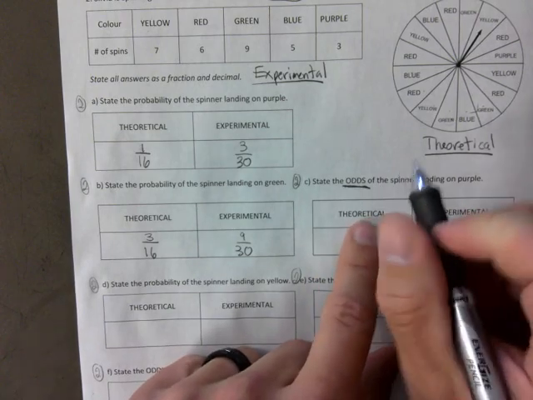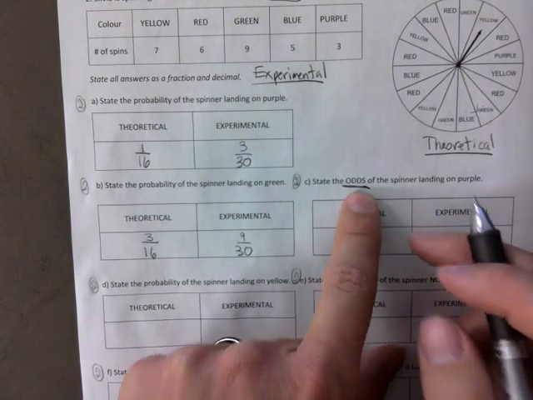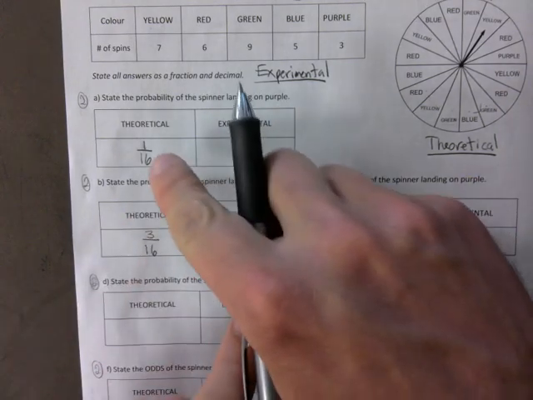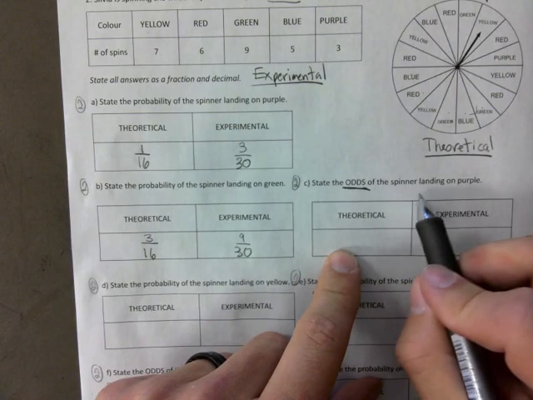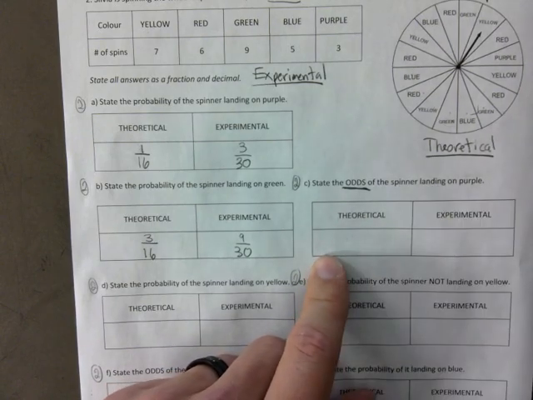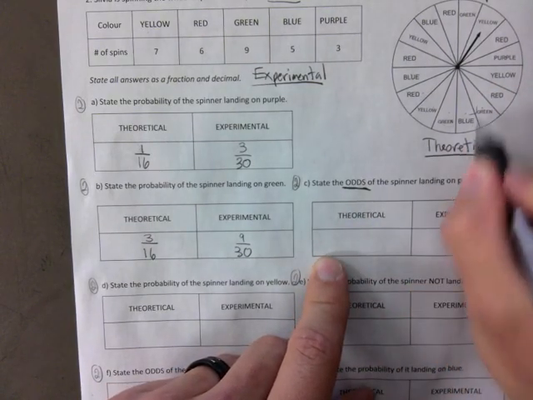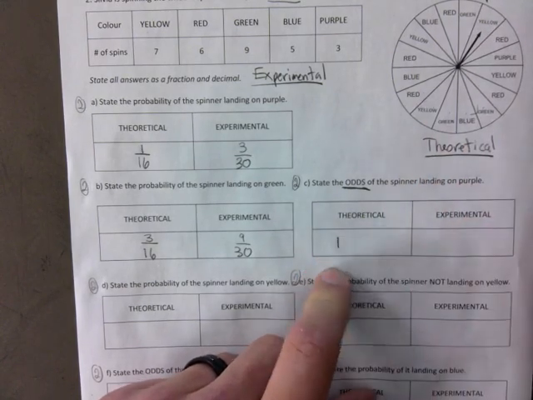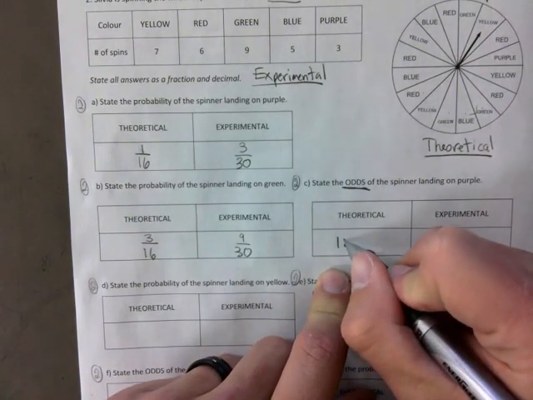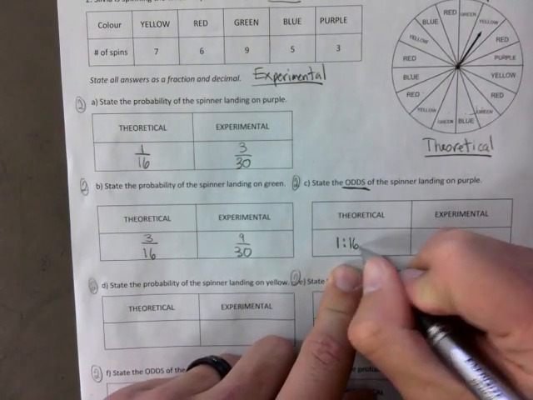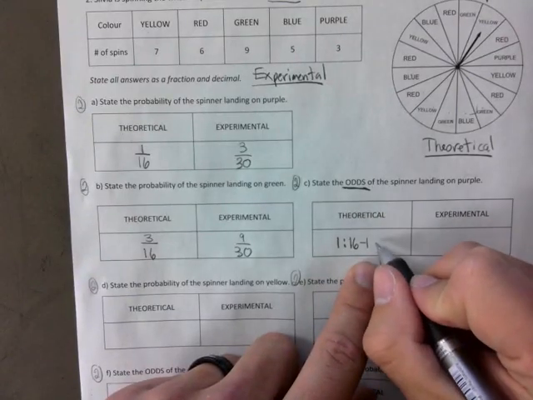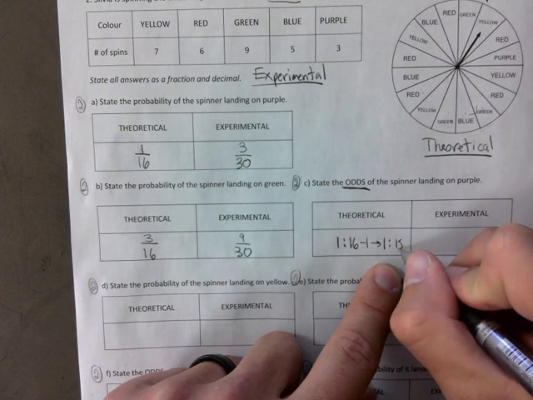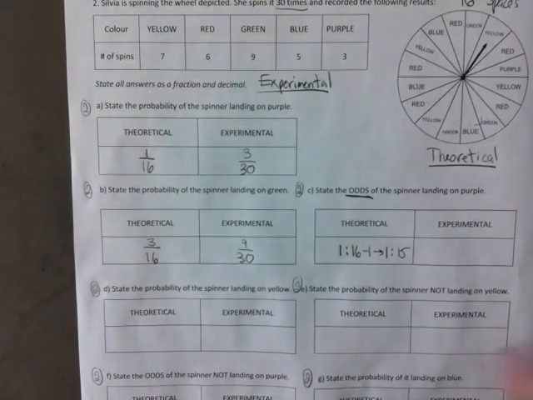Watch the wording here. So now I've been asking about probabilities. Now I want to ask, state the odds of the spinner landing on purple. Right, so we calculate the odds of the spinner landing on purple. So I state my desired event first. So how many ways can we land on purple? Theoretically, we're looking at the spinner again, right? 1 way. How many ways can we not land on purple? Right, that's 16 minus 1, our total minus 1. So that gives us 1 to 15 is our theoretical odds of landing on purple.